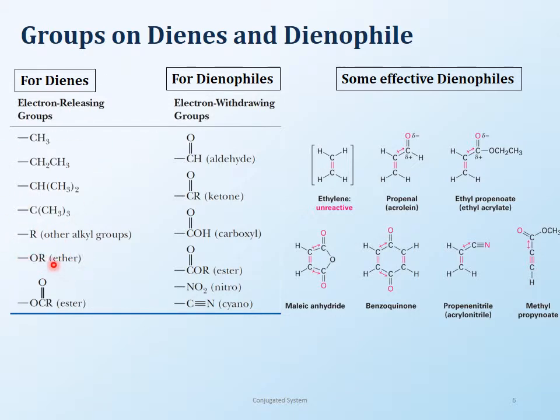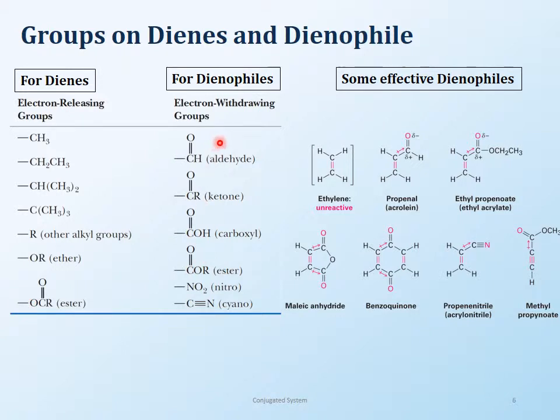Ethers, where you have the oxygen directly connected to the double bond, would be considered as a good electron donating group. This kind of an ester where the oxygen is directly connected to the double bond is considered to be an electron donating group. So what happens with these two over here is that the electrons from the oxygen, the lone pair of electrons from the oxygen, tend to delocalize over the electrons of the pi bonds in the diene, and so they end up making it more electron rich. So there is a delocalization effect going on.